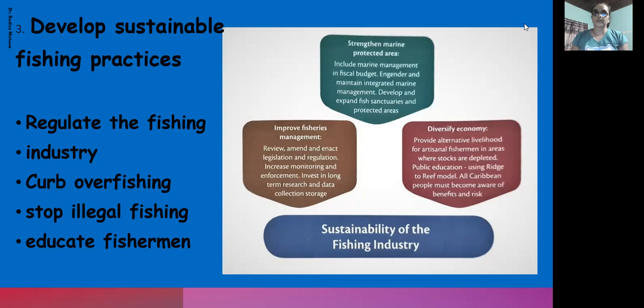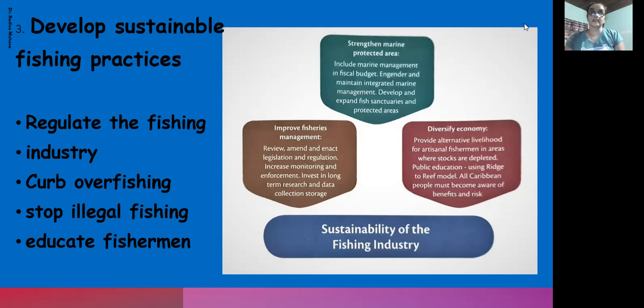So you strengthen marine protected areas. This includes marine management and fiscal budget. You make sure that part of your budget actually goes towards sustainable fishing practices. Okay, you develop and expand fish sanctuaries and protected areas. You improve fisheries management, review, amend, and enact legislation and regulation, increase monitoring and enforcement. So it's one thing to tell fishermen, well, we don't want you overfishing near the reef, or we don't want you fishing illegally.